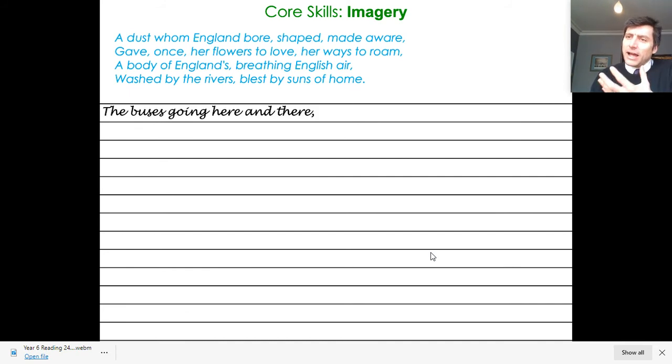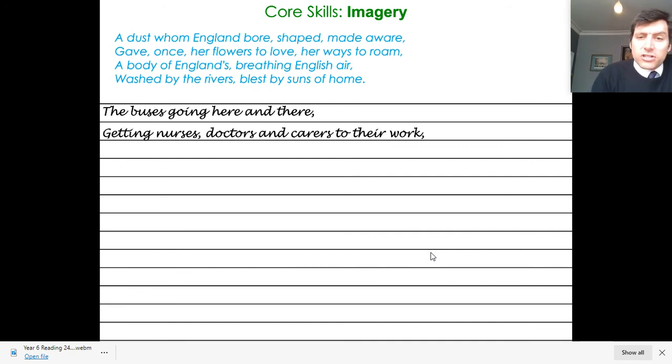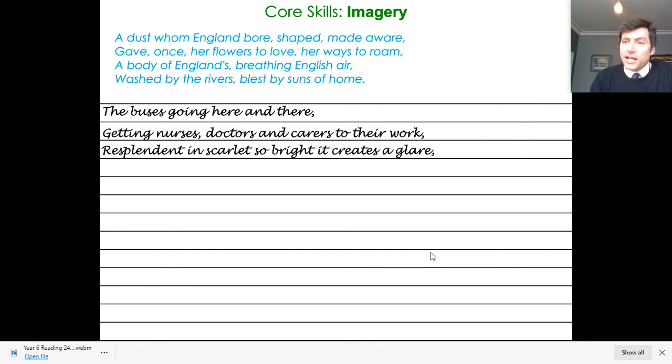But I'm thinking about how I could paint a picture of England. Now, I'm looking from my window, so it's not as roaming, not as beautiful, maybe, as what the poet Rupert Brooke wrote. The buses going here and there, getting nurses, doctors, and carers to their work. So that's something I'm thinking about at the moment. Lots of people will move by bus who have to go to work during lockdown. Resplendent in scarlet. I borrowed some language from Private Peaceful, that use of the word scarlet. Resplendent in scarlet, so bright it creates a glare.